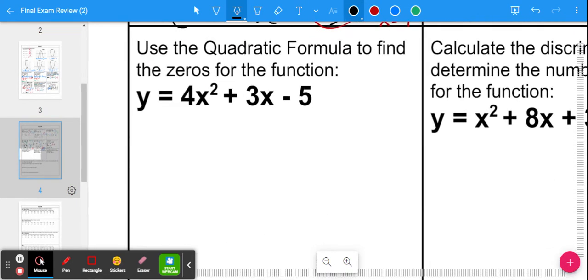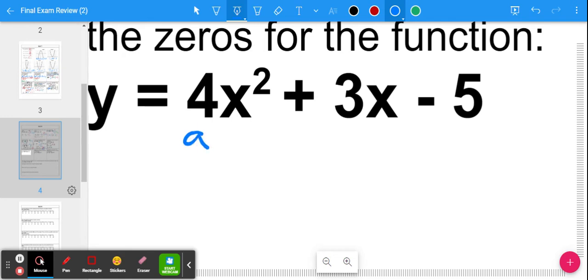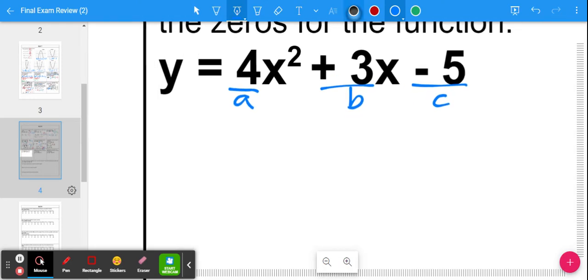So this one says use the quadratic formula to find the zeros for the function. Zeros, x-intercept, solutions, they're all synonymous. They all mean the same thing. So for the quadratic formula, the first thing you need to do is label your a, b, and c. And then we're plugging it straight into the quadratic formula, which is on your formula sheet.